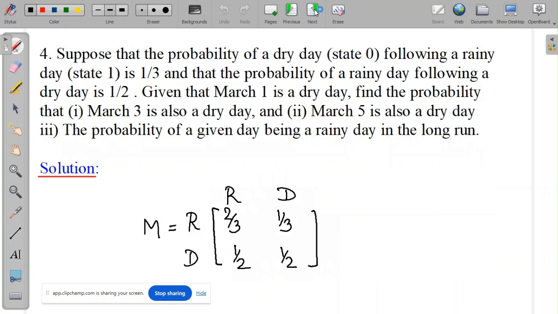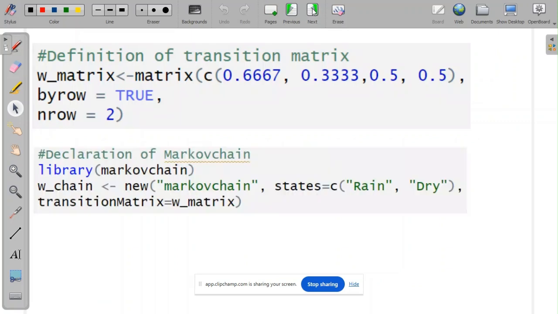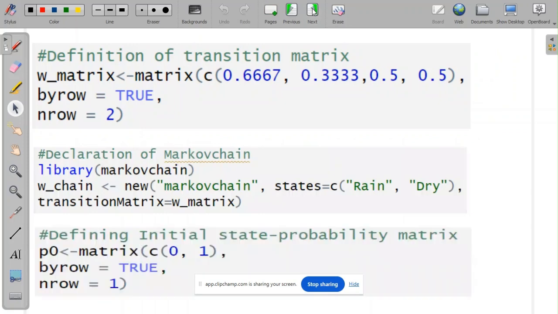Next problem was on the weather of a given day. When March 1 is known to be a dry day, we try and find the chance that the weather is rainy or dry on March 3 and March 5, and also find the probability that in the long run, the given day could be rainy or dry. Having defined the TPM, we'll list the elements of the TPM row wise. And we'll declare the Markov chain. I call this Markov chain as the weather chain and the corresponding matrix as the weather matrix.